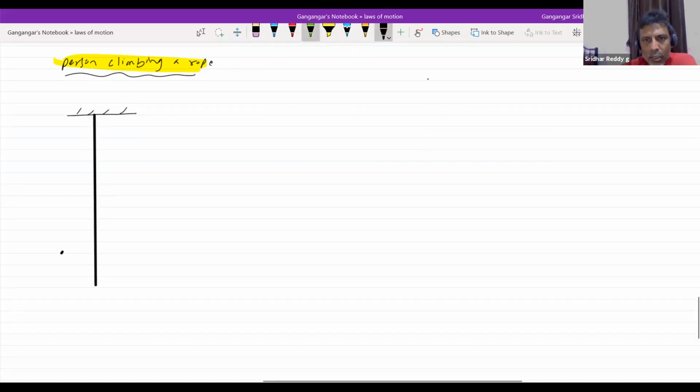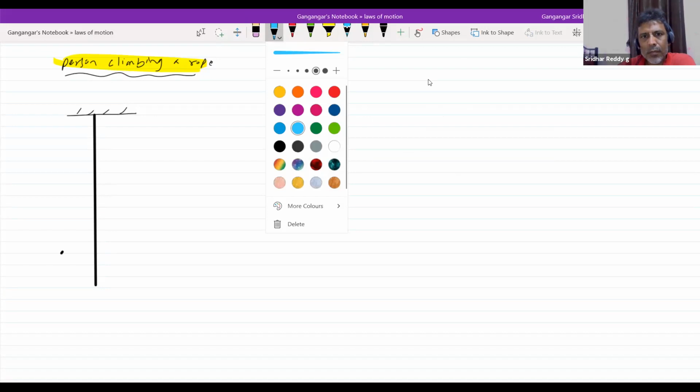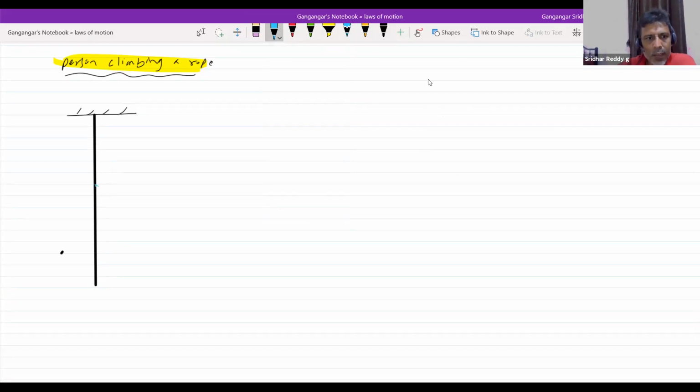Okay, there's a rope. So now a person is going to climb up the rope. He will put his arms like this, and he's going to climb up a rope, no? So let the mass of the person be m. So his weight mg will act here.